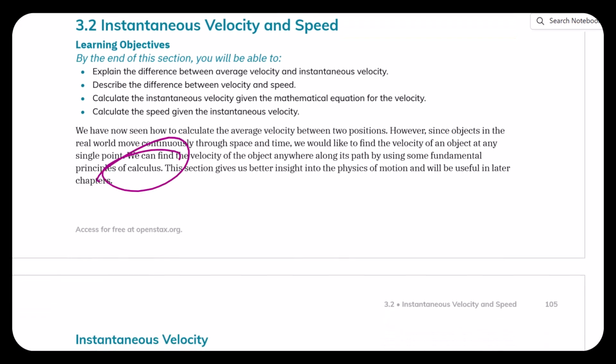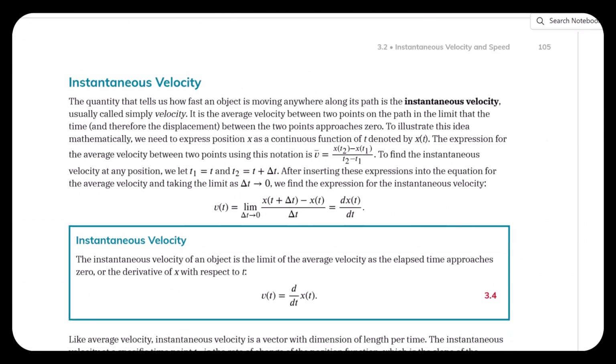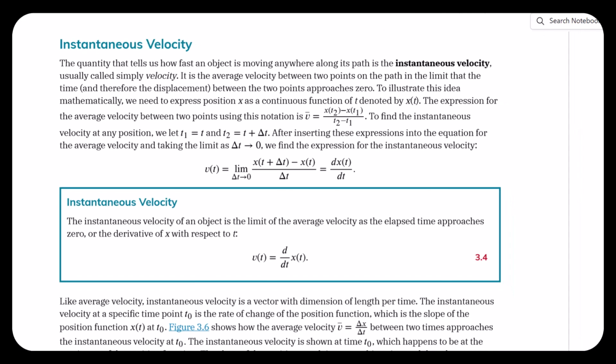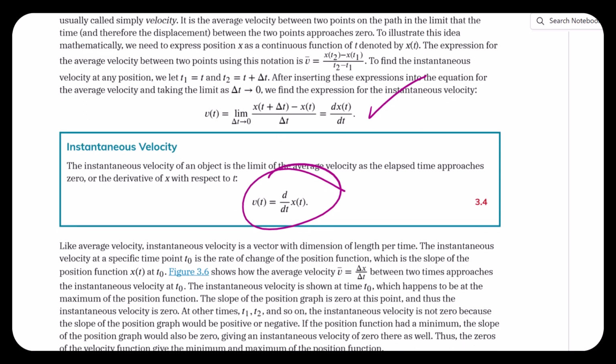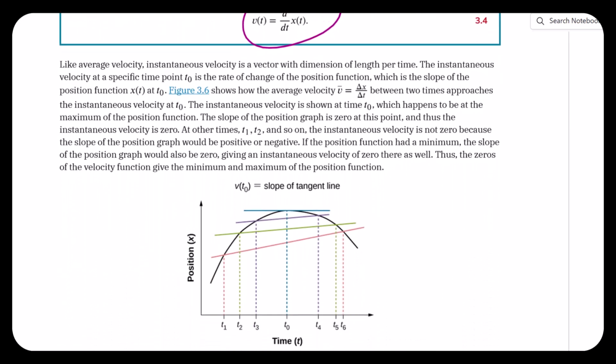Oh, it even says that. Calculus, yay. Okay, so instantaneous velocity is the definition of the derivative, as you see in calculus. Yay, calculus, it's a derivative. Slope of the tangent line.